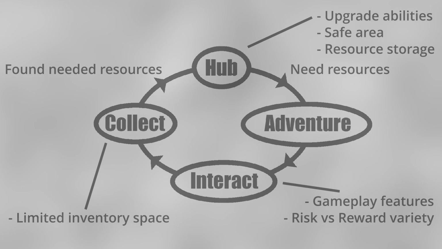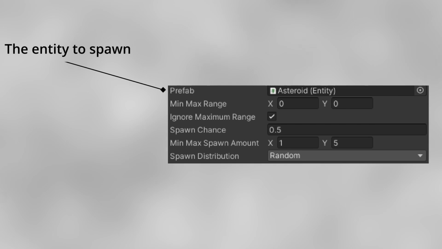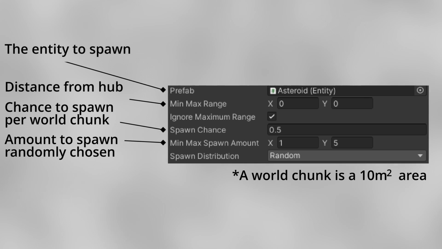Now back to entity profiles. These are a small collection of information for each entity type that I can plug into the entity spawning system. They contain information such as how far away from the hub it should spawn, what's the chance of it spawning, and how many should I spawn in one place, and so on.